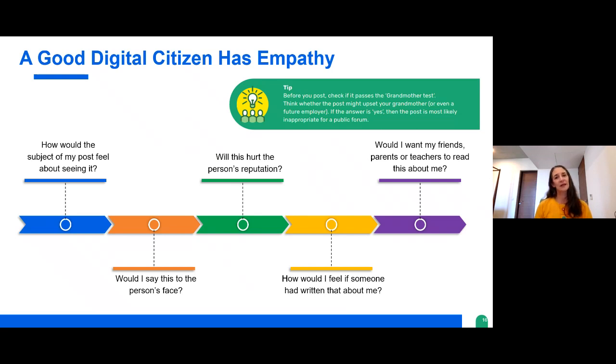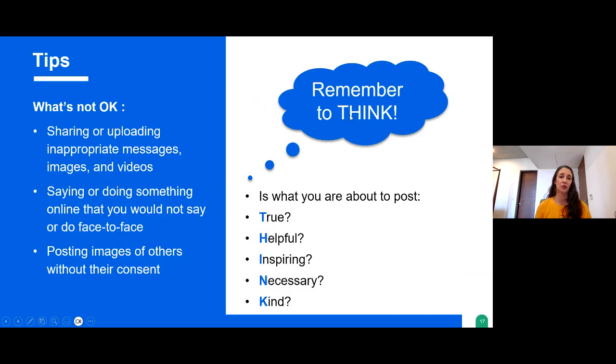And the tip that I like to use is the grandma test. So if your grandmother saw what you had posted, would she feel proud of you, or would she want to take you by the ear and say, hey, we need to have a talk? And that's the kind of thing that we need to reinforce with kids, that you should be thinking long-term about the kind of reputation that you want to have in the online world.